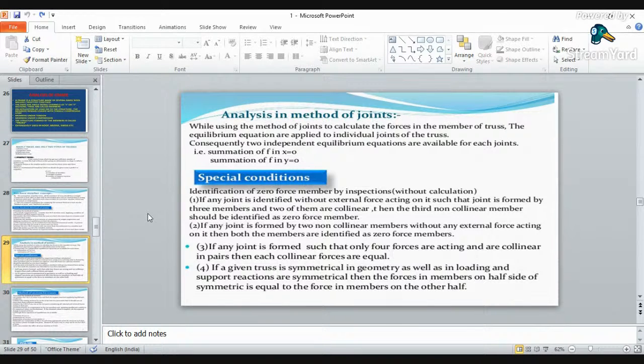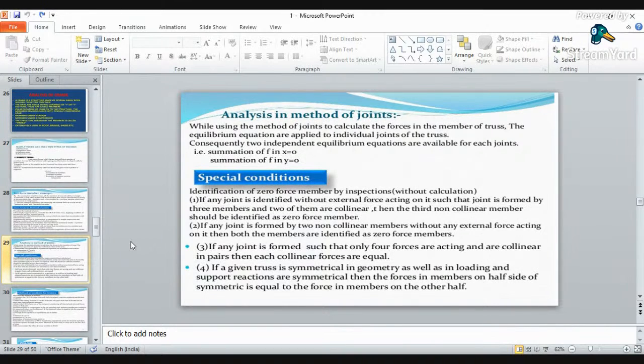Okay, here I have written a few thumb rules by which you can directly find out whether a member is a zero force member or an equal force member. Okay, so these are only thumb rules. If you are not comfortable with that, just go on simply solving all the joints and you will get the final forces in that particular member.